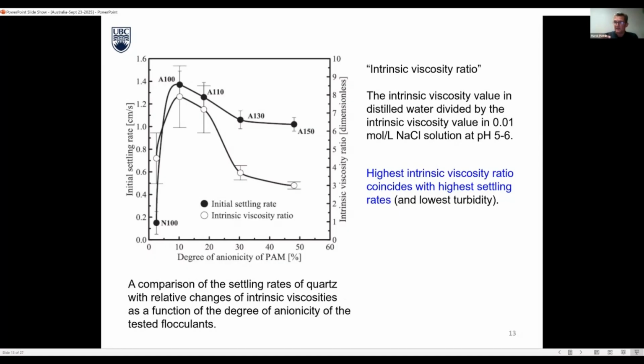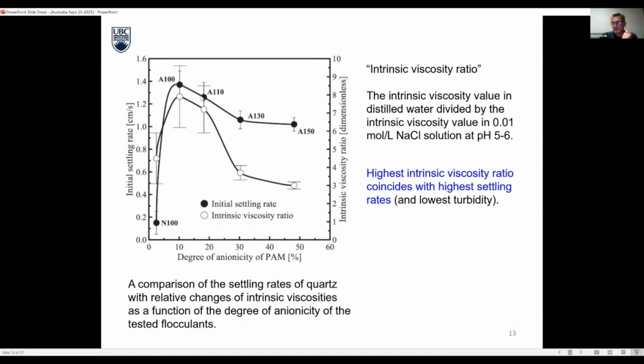So we looked at that ratio as the ability of a polymer to go from one state to the other. How flexible are they? Can they really conform to one shape? Can they uncoil? Can they coil back, and so on? The highest intrinsic viscosity ratio was again found for the A100 polymer, and the intrinsic viscosity ratios for these polymers are now plotted together with the initial settling rate.